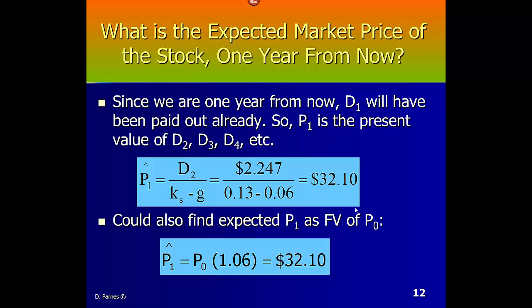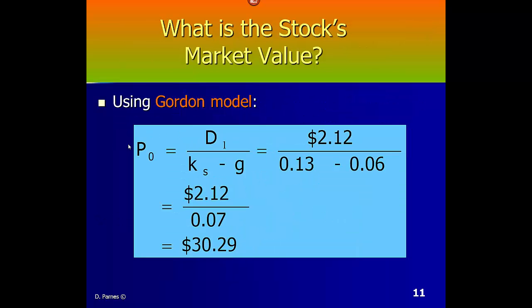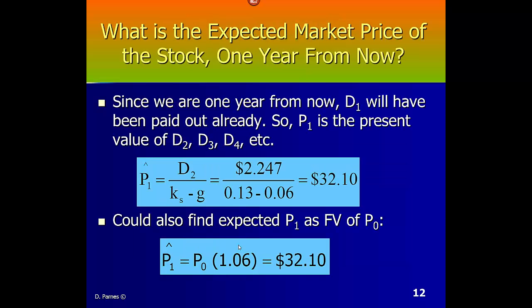Do the math, and you will see that P1 is equal to $32.10. Does it make any sense? Yes, absolutely. P1, in fact, is P0 times 1 plus the growth rate. You can check for yourself. If you do P0, which is equal to $30.29, times 1.06, 1 plus the growth rate, you will end up with $32.10, which is exactly equal to P1, the price of the stock 1 year from today.